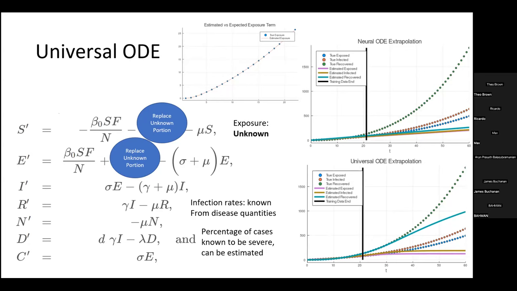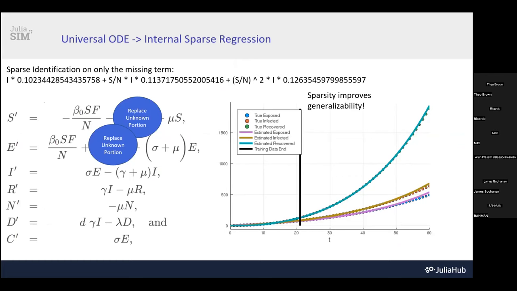But either way you think about it, whether we've epidemicized our neural network or we've subsetted the space of functions we're trying to learn from, you end up at the same place: empirically we see that the universal ODE improves the extrapolation over purely using the neural network.